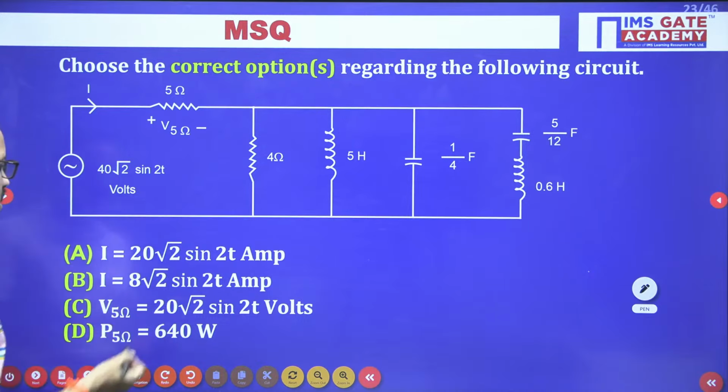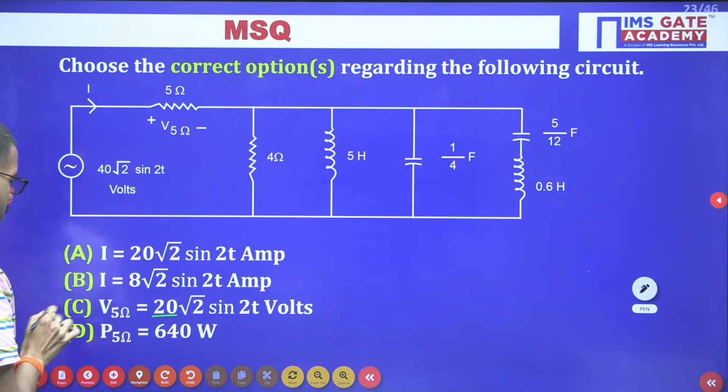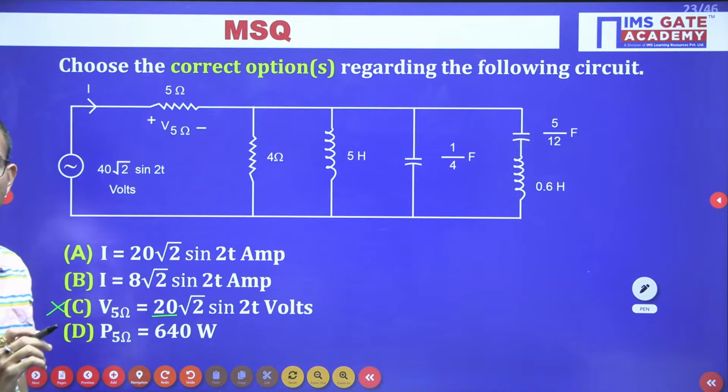40 root 2 sine 2t. But here you are having 20, right? So option C we can eliminate since it is not matching. Now let us calculate regarding current.